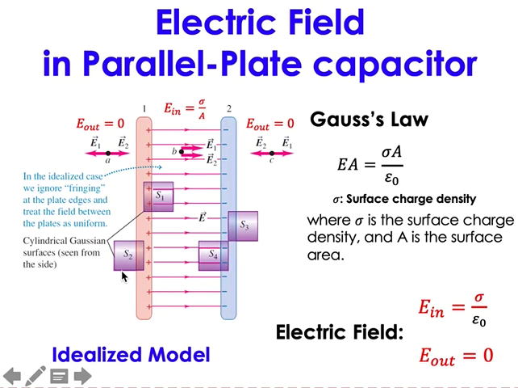Firstly, let's say this S2. Its bottom surface is just inside the plate, and no charge is enclosed in this S2. So electric flux is 0, and then the electric field must be 0 outside this parallel plate.